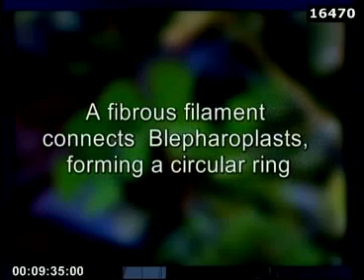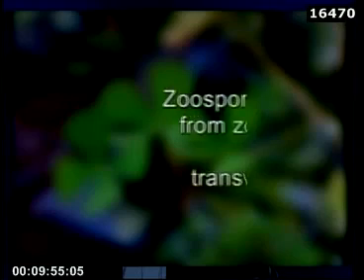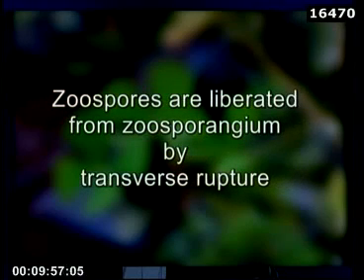These blepharoplasts are arranged in a ring-like structure. They are connected by a fibrous filament, forming a circular ring. From this blepharoplast ring arises a single flagellum from each blepharoplast. So a ring of flagella is formed around the zoospore at the upper end, just below the beak. These zoospores are liberated from the zoosporangium by the transverse rupture of the zoosporangium.